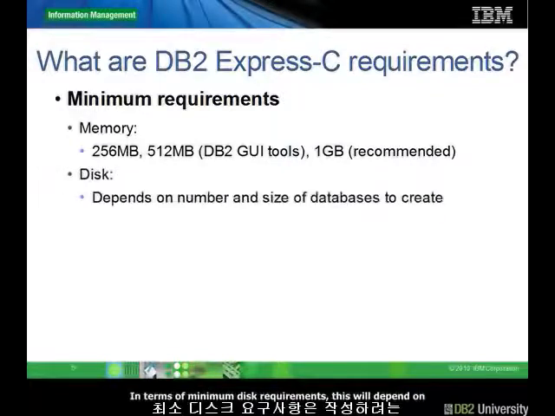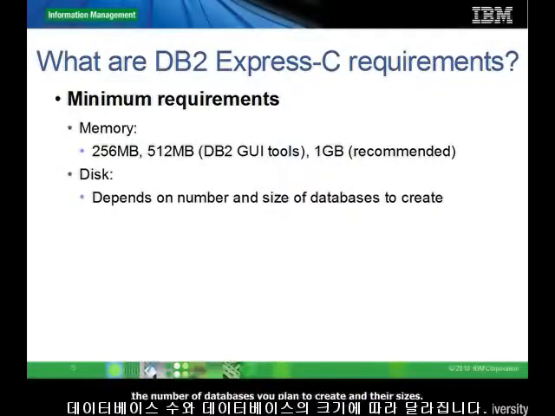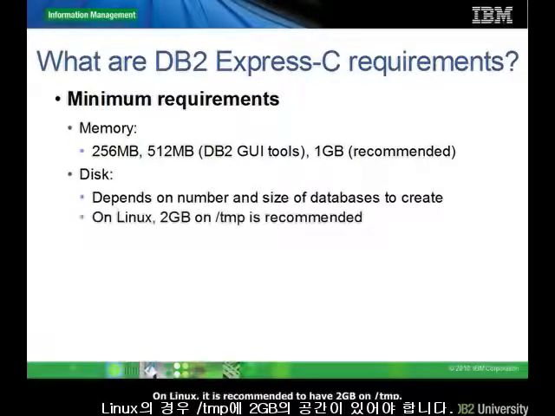In terms of minimum disk requirements, this will depend on the number of databases you plan to create and their sizes. On Linux, it is recommended to have 2 gig on /tmp.